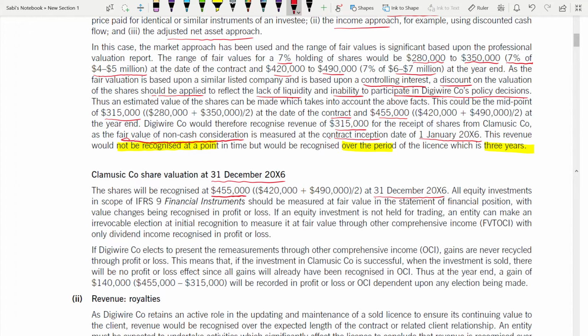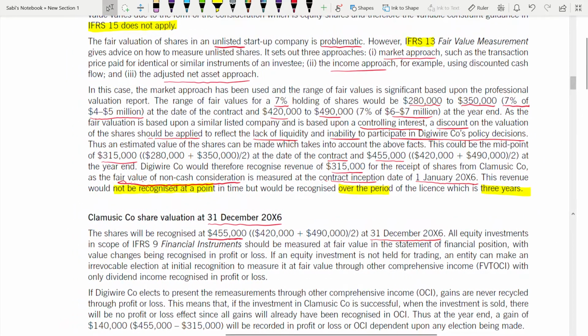All equity instruments. Now at year end, you cannot use IFRS 15. Sorry, not IFRS 15. You have recognized the revenue at the contract inception, that is 1st of January 2006. What about the year end? How are you going to recognize, using which standard? This is what? Shares, no? Shares are what? Equity instruments, right? So equity instruments, it is dealt under which?